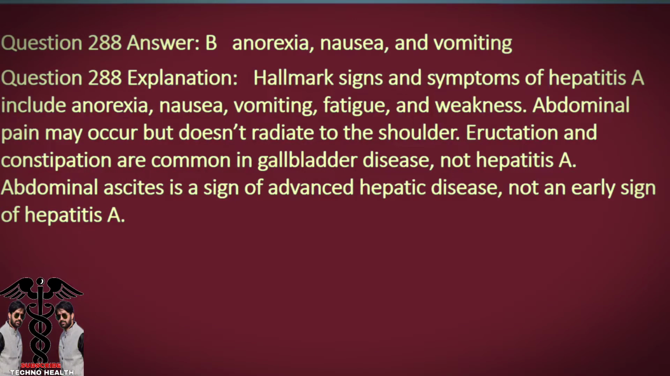Question 288. Explanation: Hallmark signs and symptoms of hepatitis A include anorexia, nausea, vomiting, fatigue, and weakness. Abdominal pain may occur but doesn't radiate to the shoulder. Eructation and constipation are common in gallbladder disease, not hepatitis A.